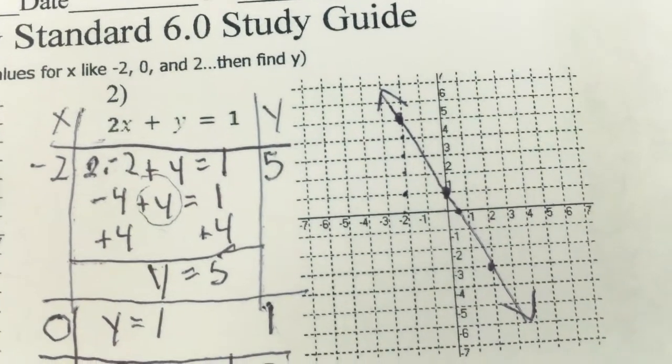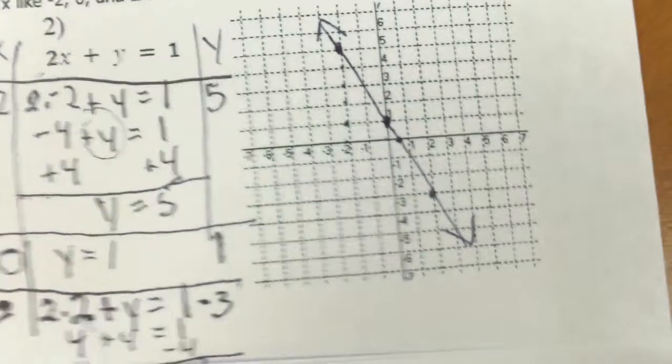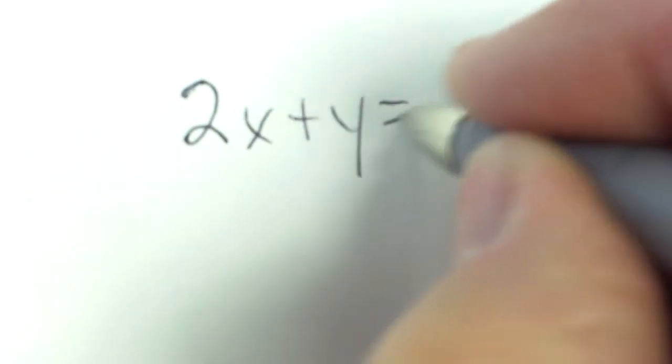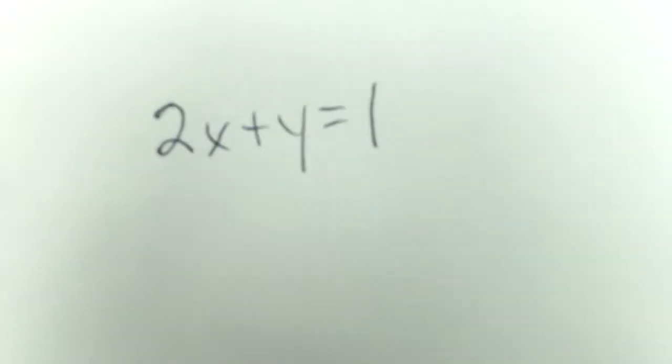So we graphed it 2 ways. Now the third way is to put it in slope-intercept form. So we have 2x plus y equals 1. Remember, this is number 2. We're graphing it 3 different ways.